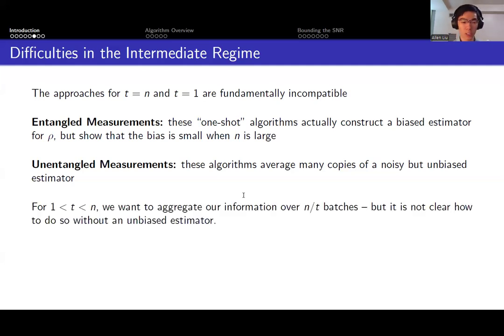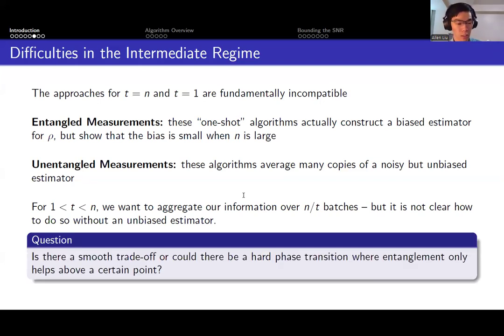And so if we want to succeed in some intermediate regime, then we want to be able to aggregate our information over n over t batches of size t. But it is not clear how to do so without first designing an unbiased estimator for these t-entangled batches.